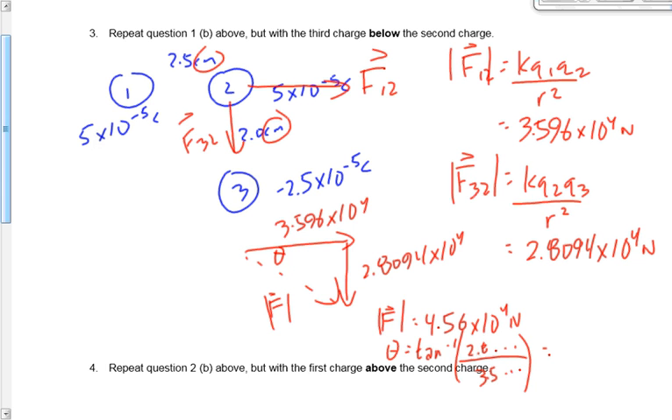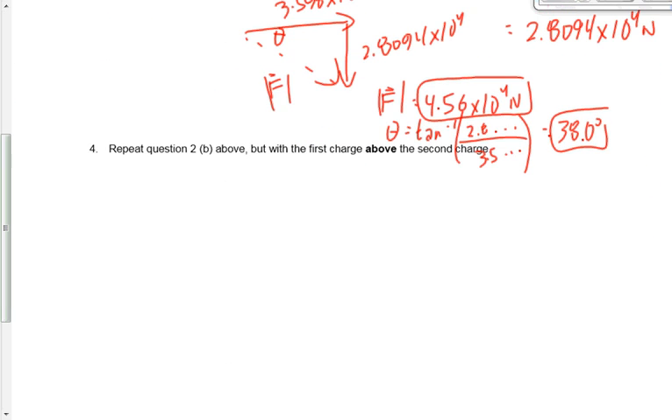Do that one, we get 38.0 degrees. We've got a real similar thing we have to do with number 4, except this time we're repeating 2b instead of 1b. The diagram for number 4 is going to look like this.